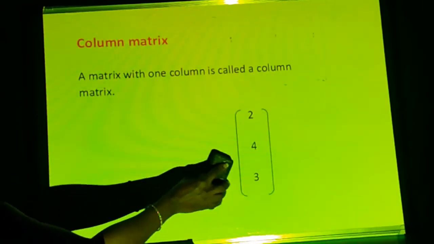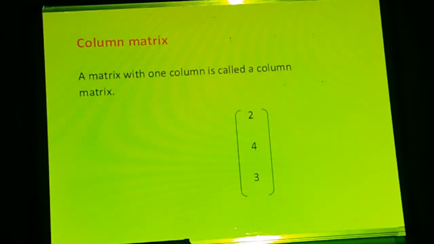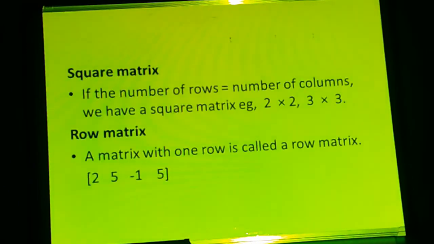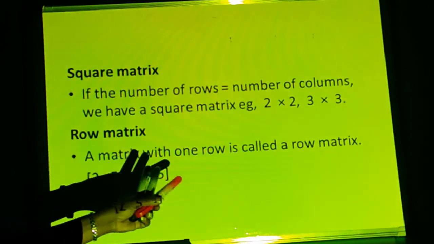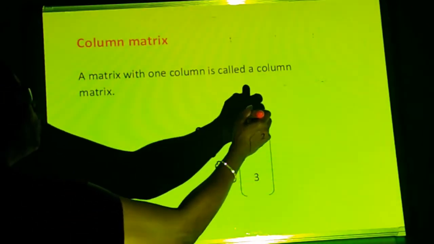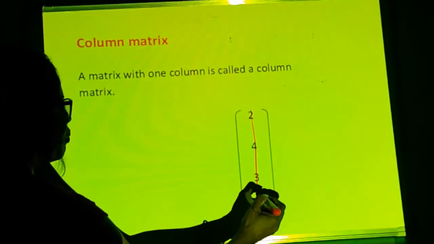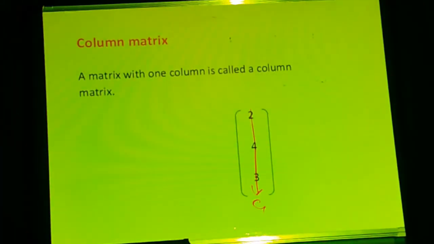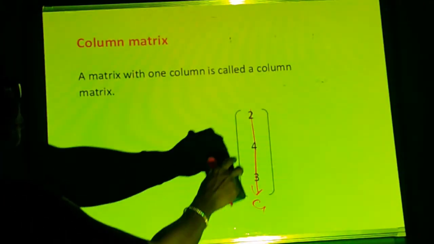What is a column matrix? I should have asked you that before. Let me go back. What is a column matrix? If a row matrix has 1 row, then what do you think a column matrix is? Correct. A column matrix has 1 column. Okay, great.